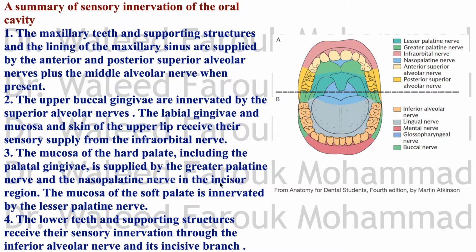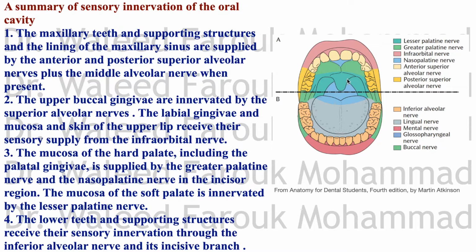Now, to summarize the sensory innervation of the oral cavity, the maxillary teeth and supporting structures and the lining of the maxillary sinus are supplied by the anterior and posterior alveolar nerves, plus the middle alveolar nerve if it's present. The upper buccal gingiva is innervated by the superior alveolar nerves, and the labial gingiva and mucosa and skin of the upper lip receive their sensory supply from the infraorbital nerve, as shown here.